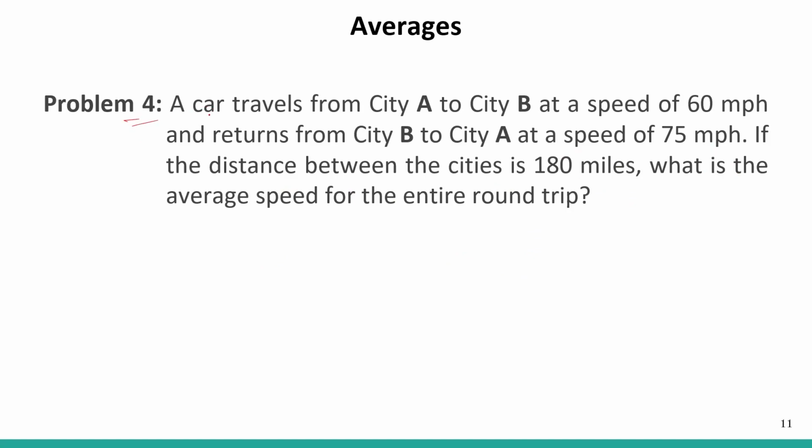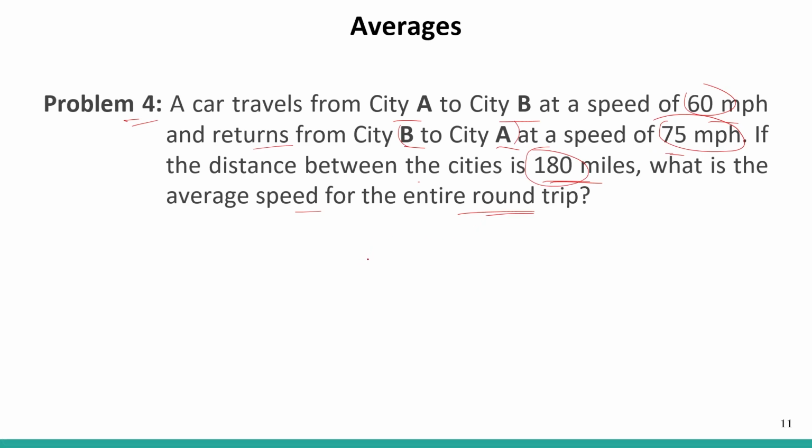So problem number 4. A car travels from city A to city B at a speed of 60 miles per hour and returns from city B to A at a speed of 75 miles per hour. If the distance between the cities is 180 miles, what is the average speed of the entire round trip? So a car travels from city A to city B with this speed and returns from B to A with this. If the distance between the cities is 180 miles, then what is the average speed?